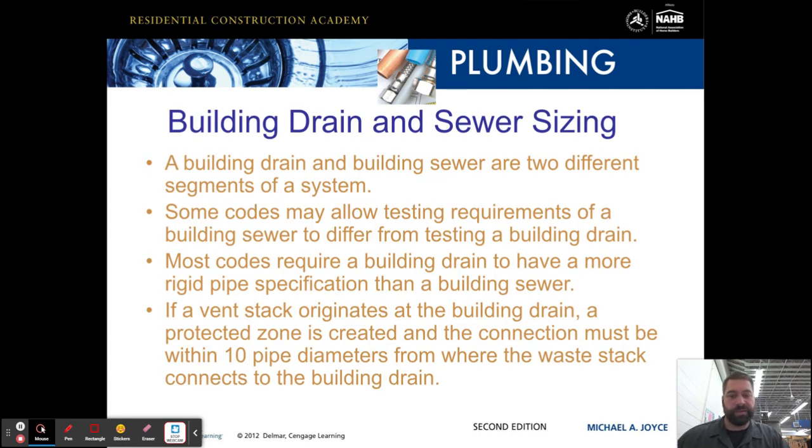Building drain and sewer sizing. A building drain and building sewer are 2 different segments of a system. Some codes may allow for testing requirements of building sewer to differ from testing a building drain. Most codes require building drain to have more rigid pipe specification than building sewer. If a vent stack originates at the building drain, a protected zone is created and the connection must be within 10 pipe diameters from where the waste stack connects to the building drain. So keep that in mind.